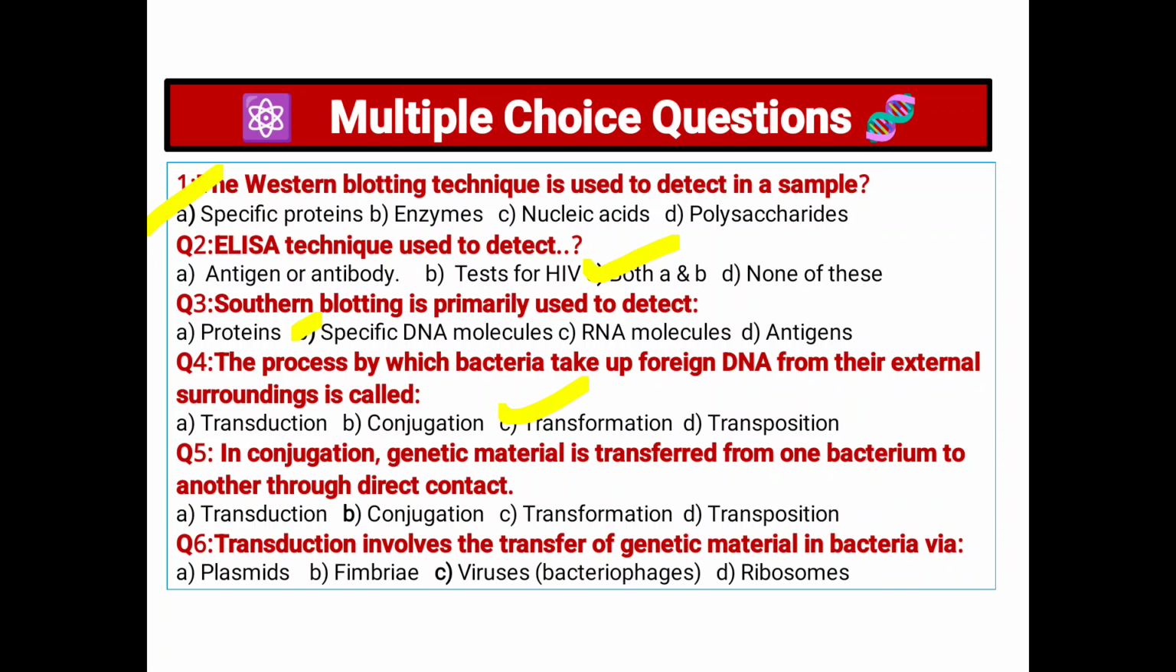Next, question number 5. In conjugation, genetic material is transferred from one bacterium to another through direct contact. Option A, transduction, B, conjugation, C, transformation, and D, transposition. So option B is the correct, conjugation.